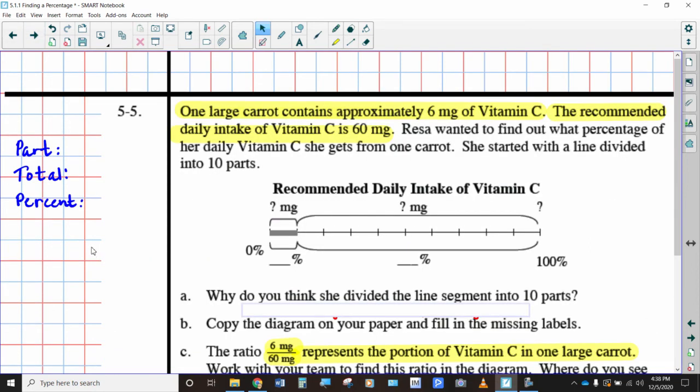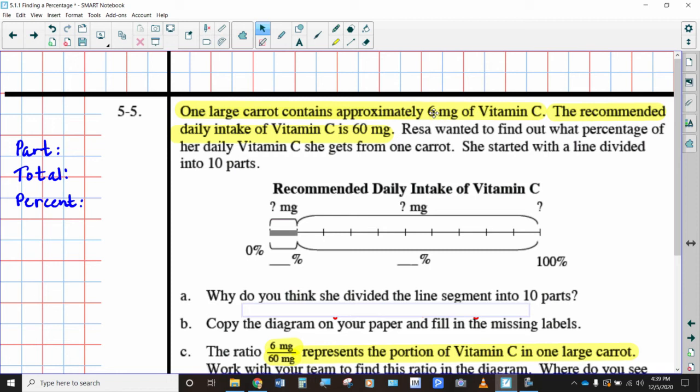Now let's take a look at a different problem. One large carrot contains approximately 6 milligrams of vitamin C. The recommended daily intake of vitamin C is 60 milligrams. Risa wants to find out what percentage of her daily vitamin C she gets from one carrot. She started with a line divided into 10 equal parts. Now, why do you think she would divide this into 10 equal parts?